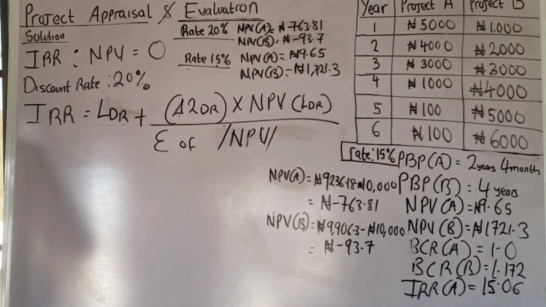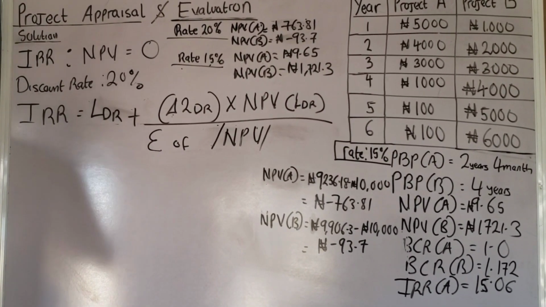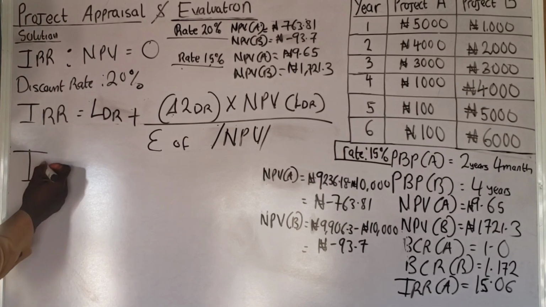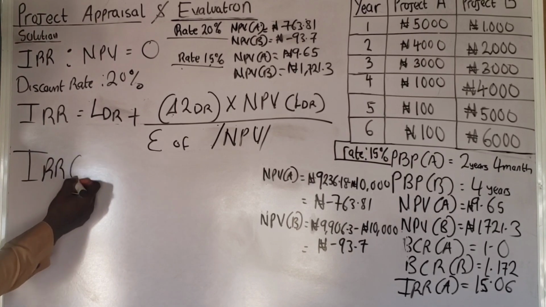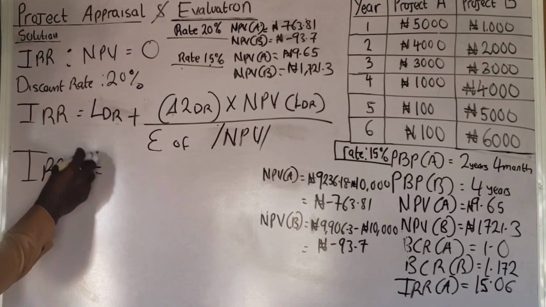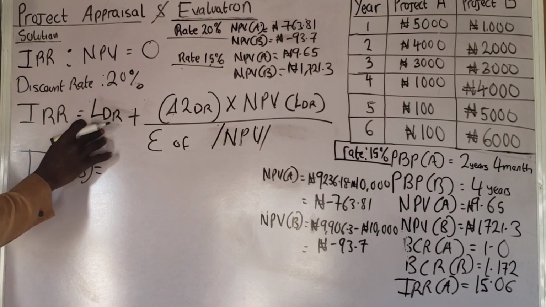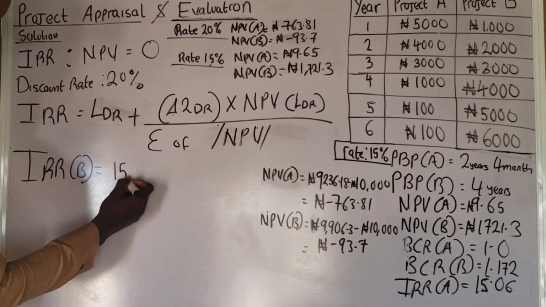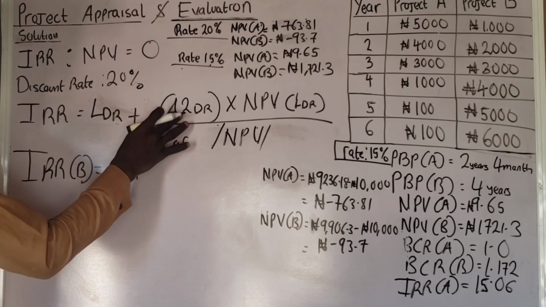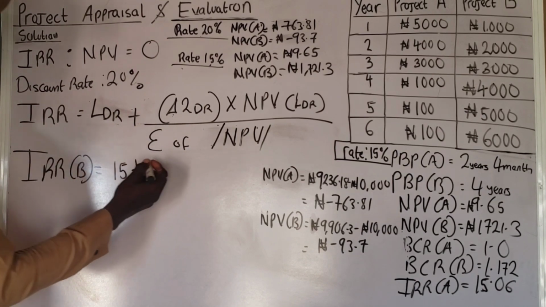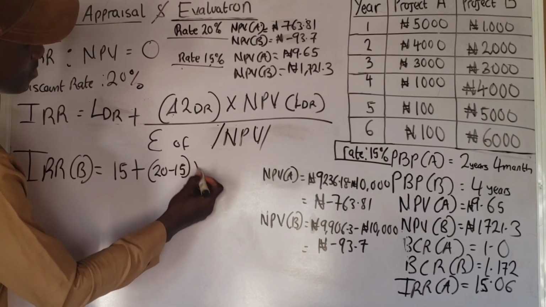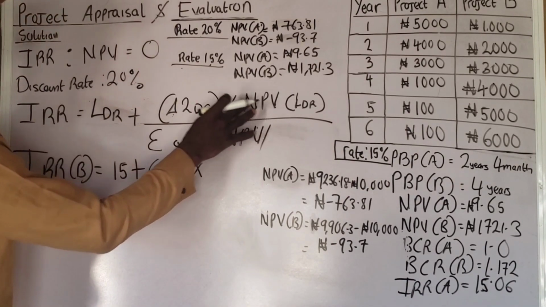Internal rate of return for project B. Please, I want you to pay attention. You still have to go the same way. IRR of project B equals the lower discount rate. The lower discount rate is still 15. So I'm going to have 15 plus the difference between the two discount rates, which is 20 minus 15, multiplied by the NPV of the lower discount rate.